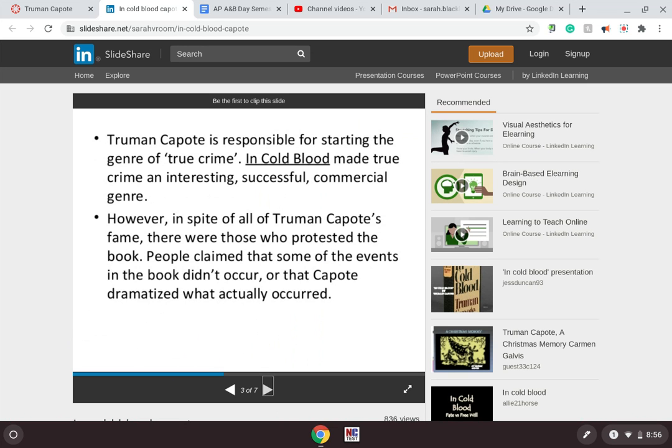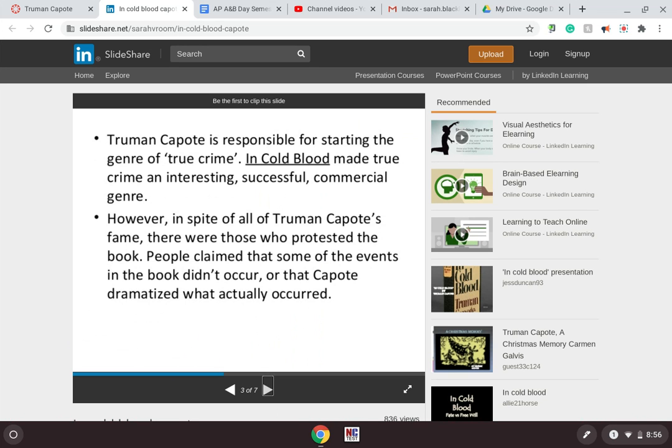However, though the book was very successful, there are some issues. There were some protests. A lot of the people who were in the book didn't 100% agree with the way they were represented or the way that events were represented. Some people said Capote just straight up made some stuff up. So there's controversy about is this really nonfiction, or is this mostly nonfiction with some fiction flair in there to make it a good story?